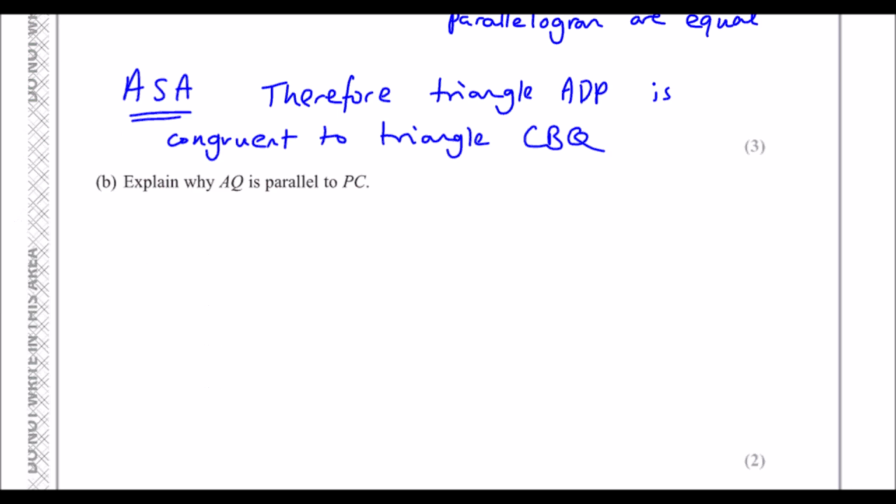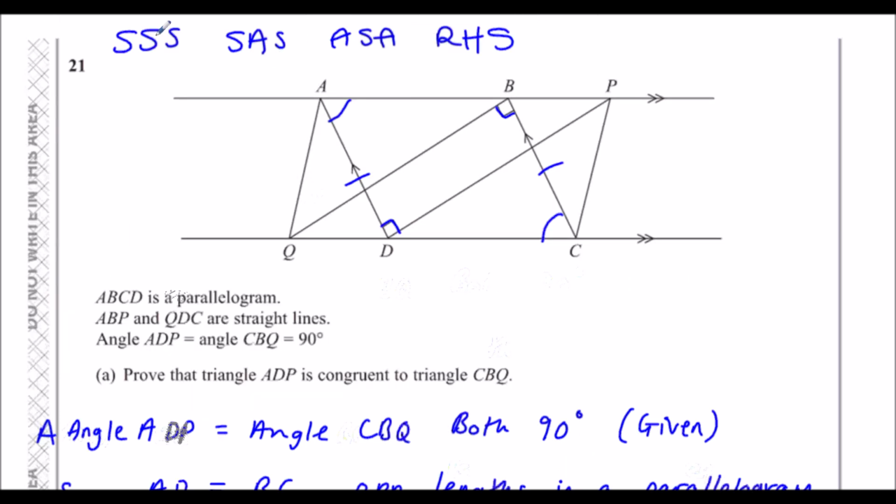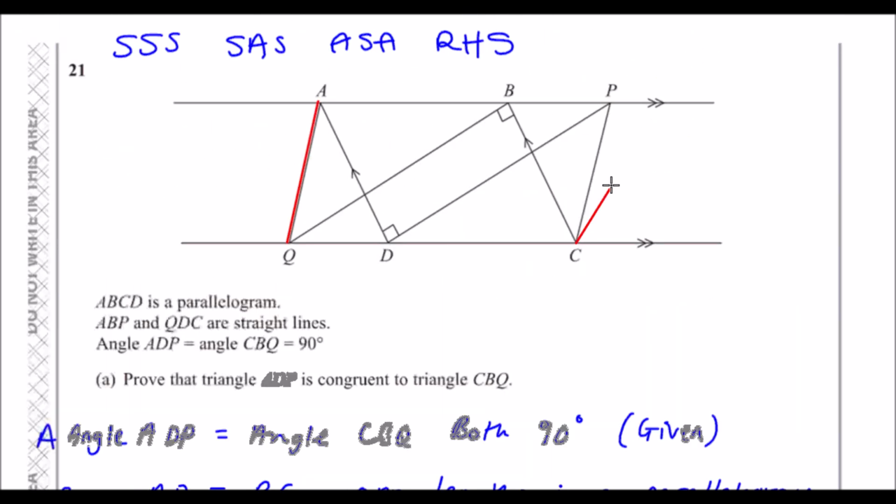Part B, explain why AQ is parallel to PC. So AQ, I'm going to clear this off. AQ is this one. Is parallel to PC. Okay, so why is that? Why is AQ parallel to PC? So we have just proved that these two right angle triangles here are equal, which means that this length, AP, must equal this length, QC. And if they're equal and parallel, this shape must be a parallelogram and the opposite two lengths of a parallelogram are equal.